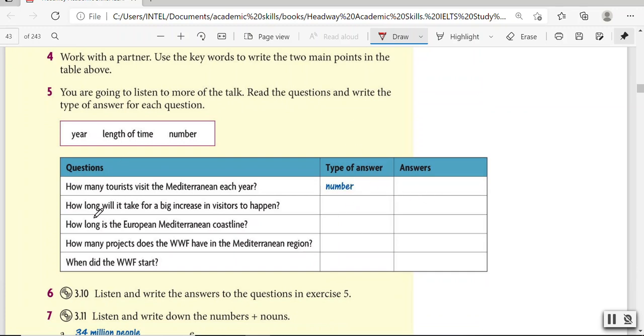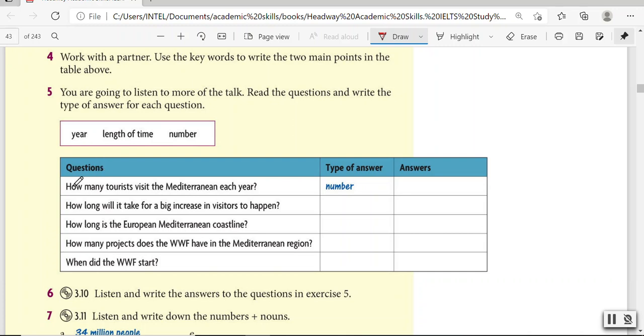We explained these types of answers for the questions. We have year, length of time and number.